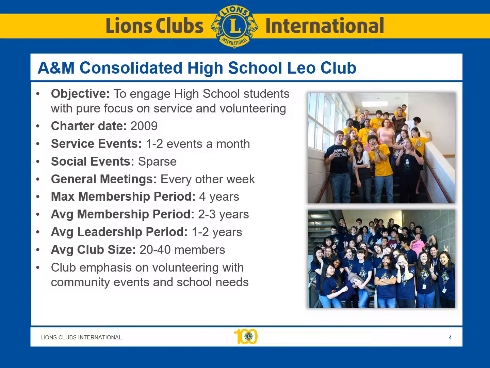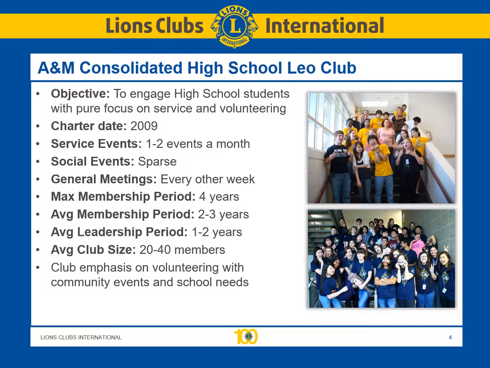The leadership period, which is important for mentoring and creating the next generation of leaders, was around 1 or 2 years. The club size varied between 20 to 40 members, but the emphasis here was on volunteering with community events and the different types of needs that the schools had.